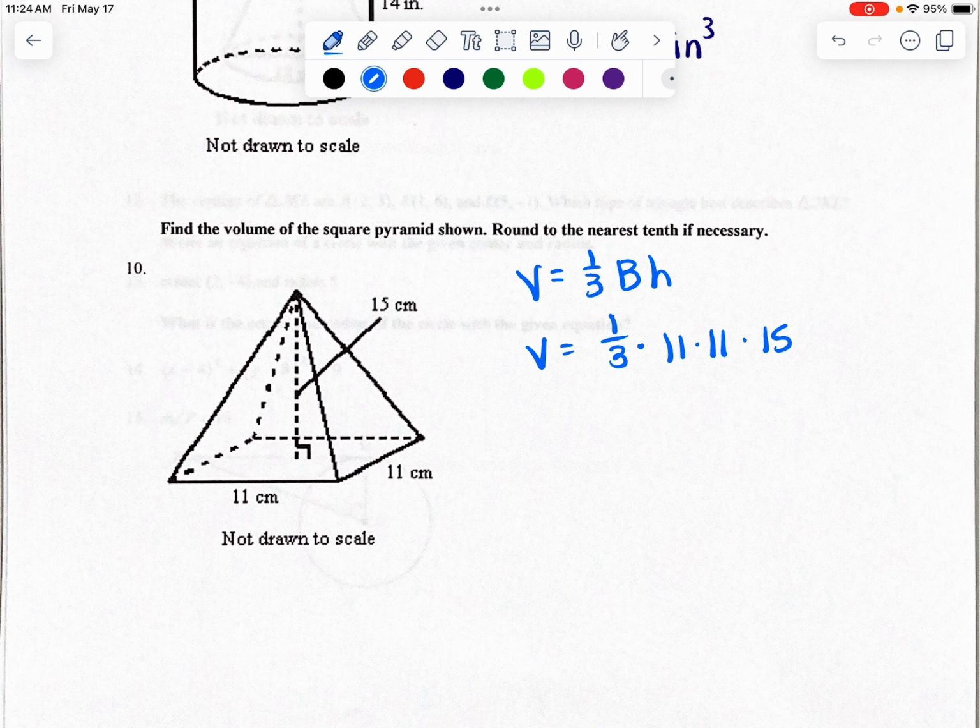So I'm doing 1/3 times 11 times 11 times 15. If I can use my calculator correctly. Here we go. Which would be 605 cubic centimeters. Again, we're doing volume.